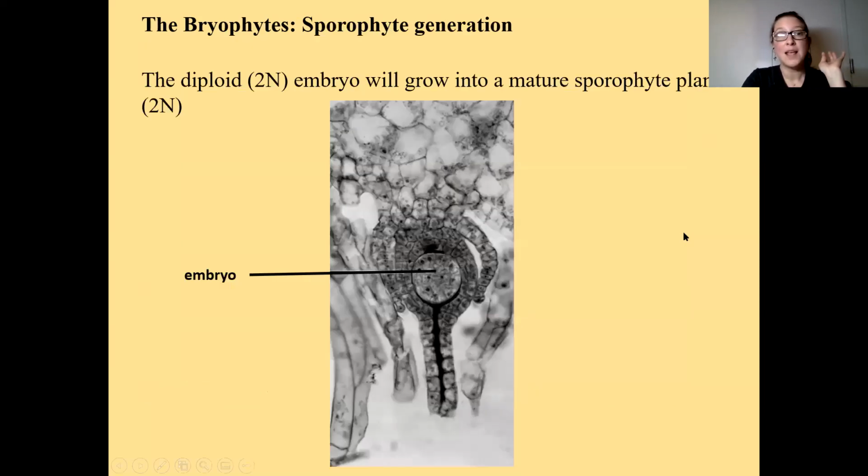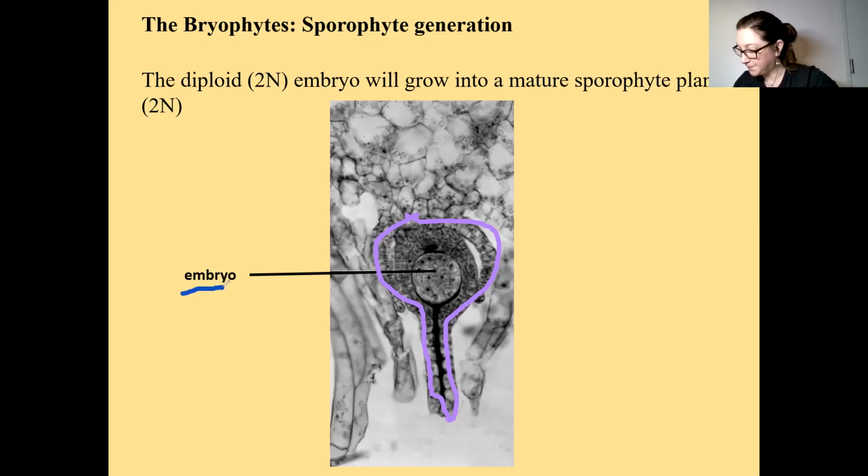All right. So here is exactly what we just saw, but in real life. Here, the purple part, look, there's that neck, there's that venter, or the swollen part of the archegonium. Inside of that archegonium was an egg, but now that egg has been fertilized. And so now we have an embryo, which is diploid.